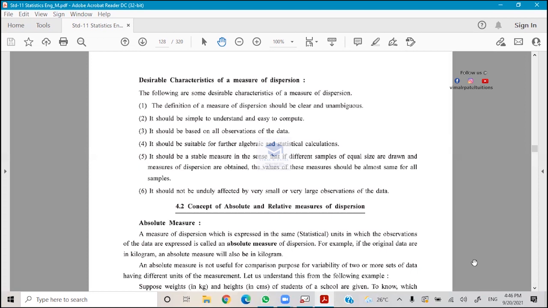When I talk about marks, the answer is in marks. If I'm talking about weight, the answer is in weight. If I'm talking about salary, the answer is in rupees.